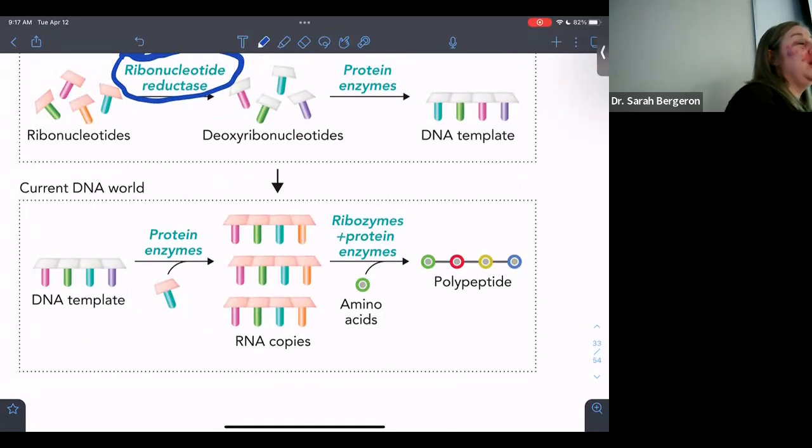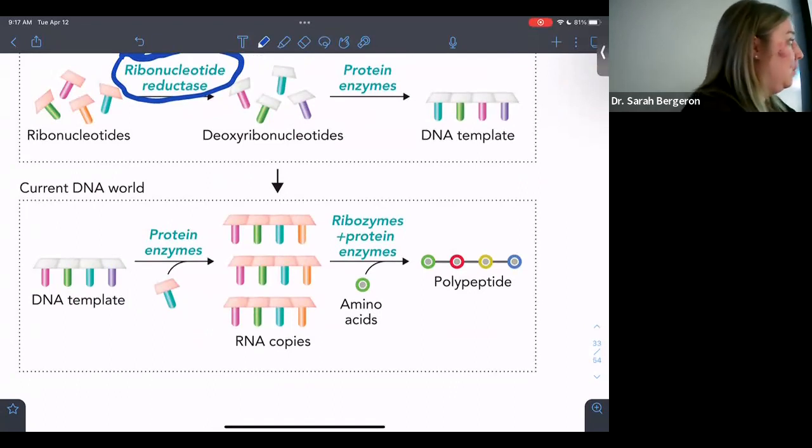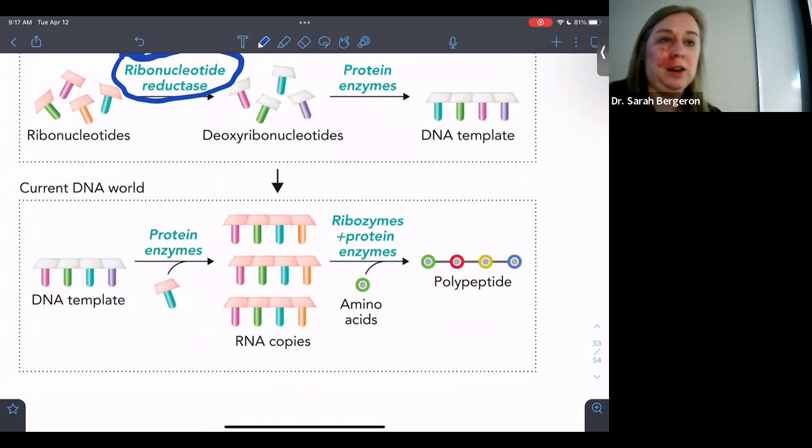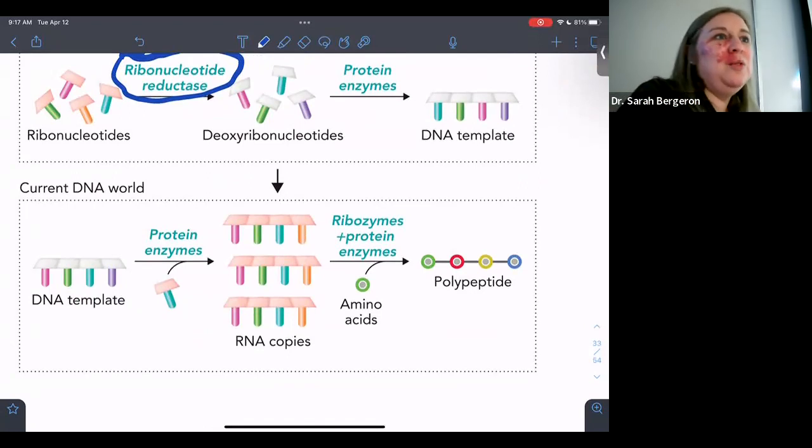So now, once we evolutionarily gained the advantage of being able to make DNA, it's more stable, it hangs out, it's a better genetic material. And so from DNA, we make the RNA copies, then from the RNA copies, we make the protein, right? This is today. Isn't that kind of cool?